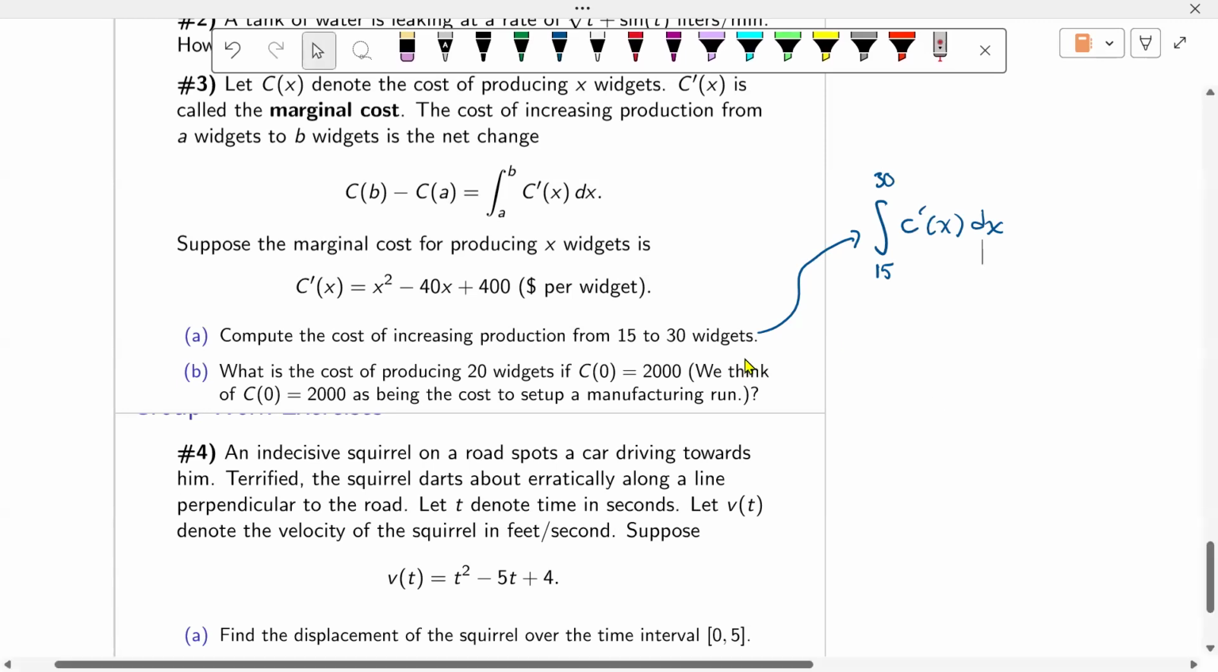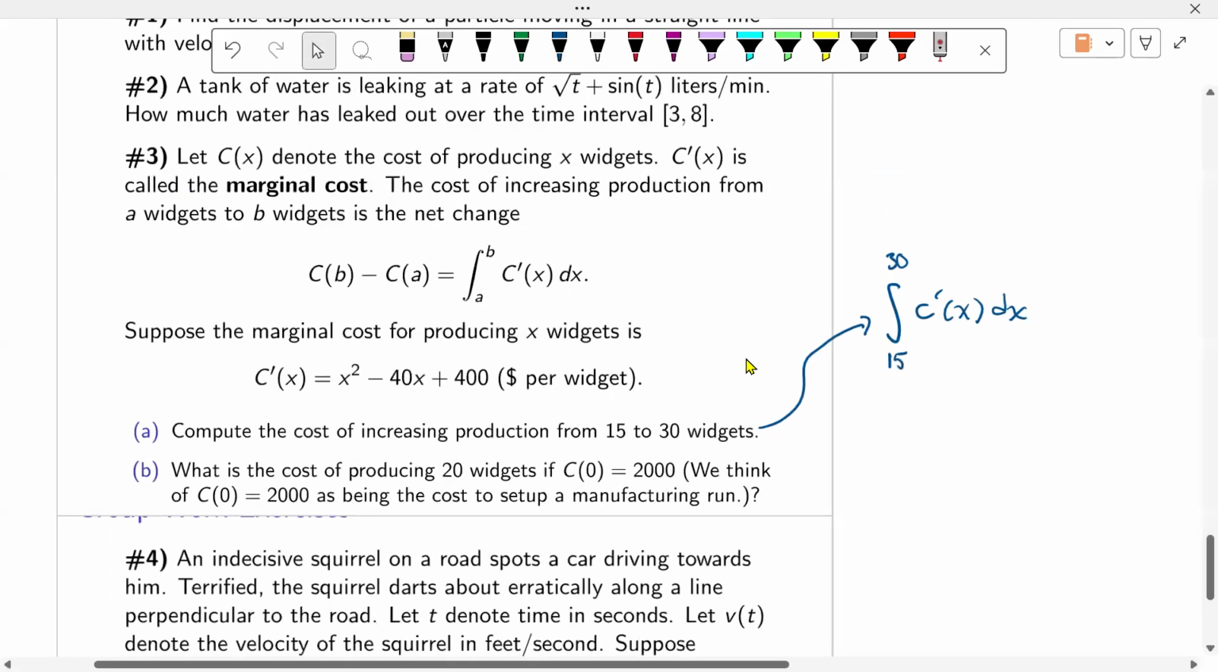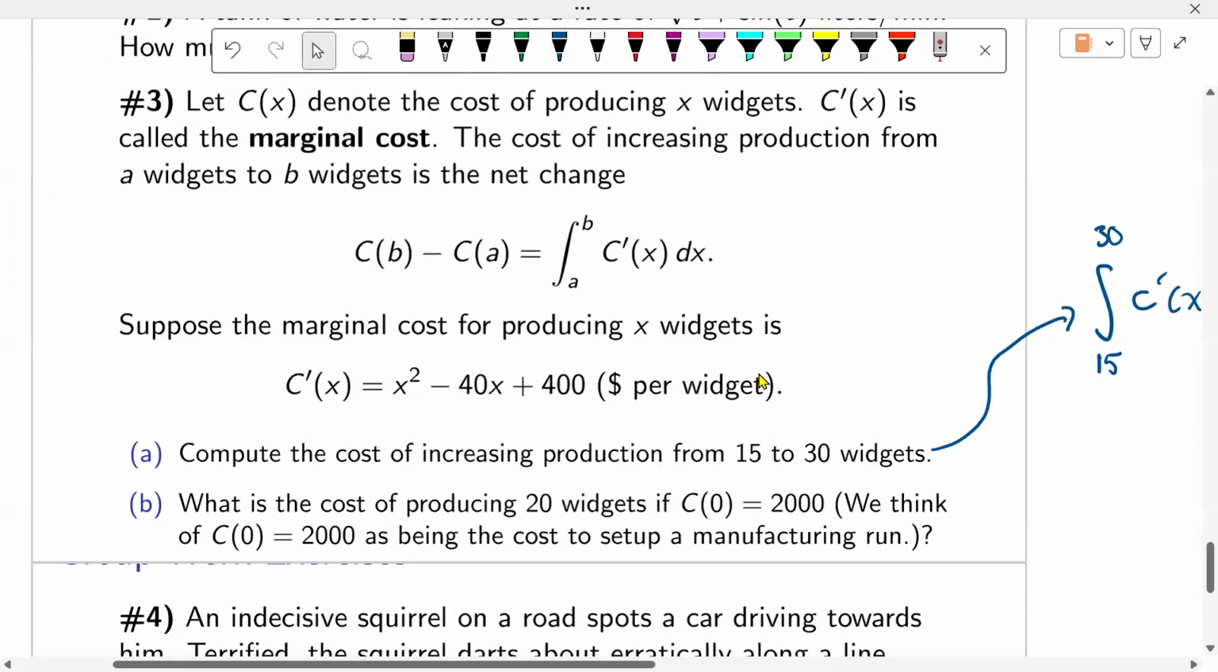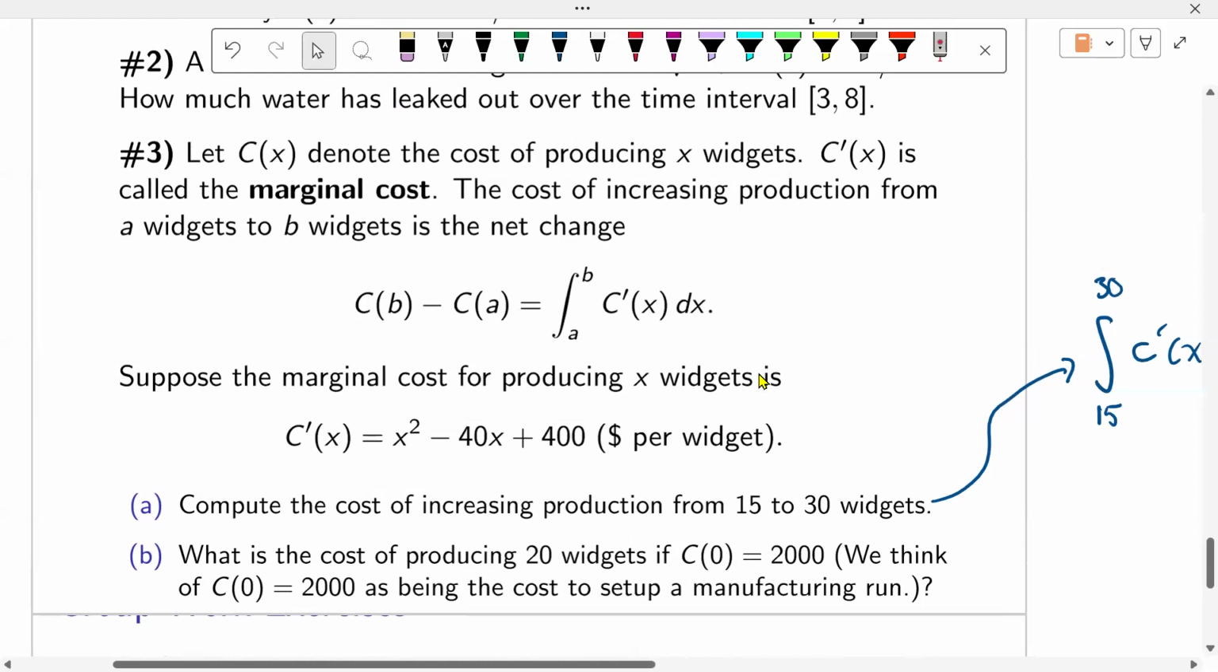Number 3 has some confusing terminology that I probably should go over here. This is like the terminology that's used in economics and business. So we're gonna let C of X denote the cost of producing X widgets. What is a widget, you ask? You can think of a widget as a mousetrap. A widget is a plunger. A widget is just something you make in a factory, okay? And it costs money to make.